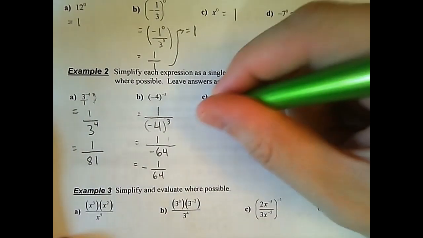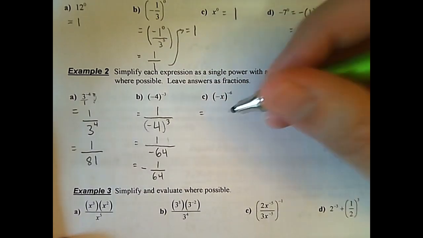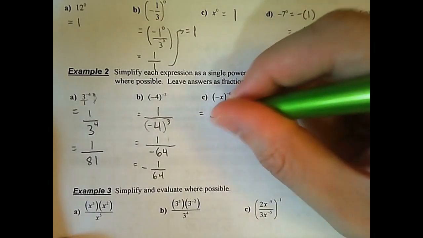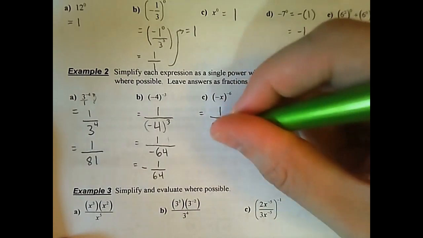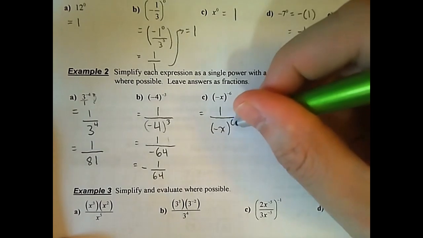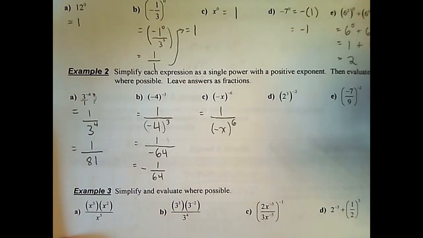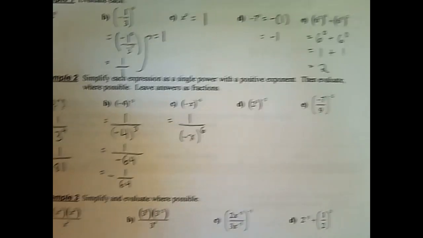So for C, negative x to the power of negative 6. Same idea, I'm going to find the reciprocal, move this to the bottom. So we get negative x to the power of 6. And again, we're flipping it to the bottom so that this exponent becomes positive. Question D.